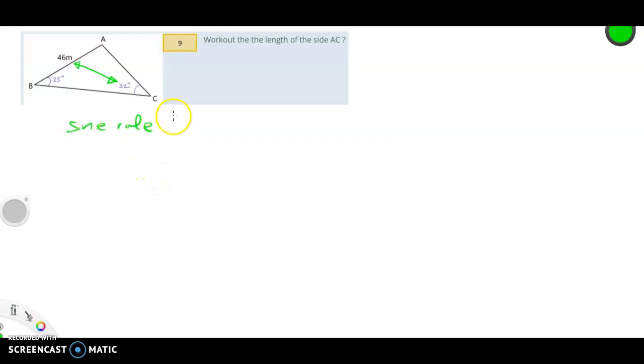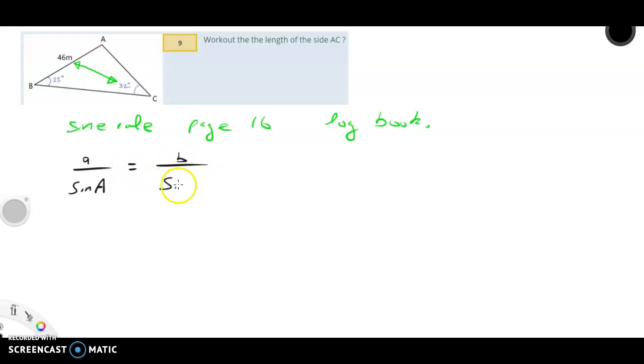That's on page 16 in the logbook. Look it up. And then we just get the sine rule. This is the sine rule now for missing sides, so it goes something like a over sine A, where big A is the angle, small a is the length of the side, equals b over sine B. So we just need matching here.